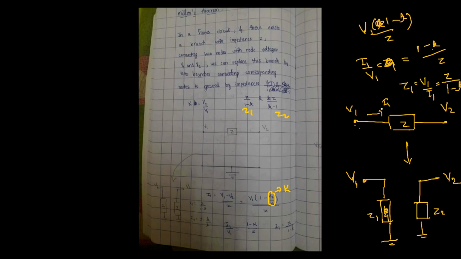So this is the derivation for Z1, and for Z2 we assume the current to be the other way, that is V2 minus V1 divided by Z. This was V2 and this is V1. So upon taking V2 common here, I get V1 by V2, and K was V2 by V1, so this becomes 1 by K. Upon simplifying this, I get Z2 is equal to K into Z divided by K minus 1.